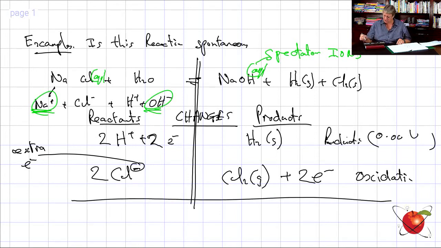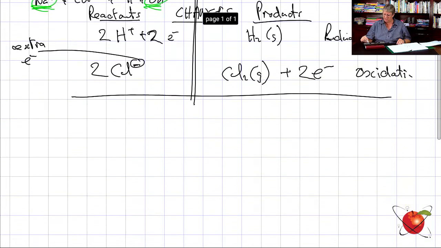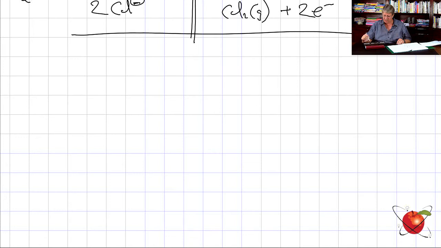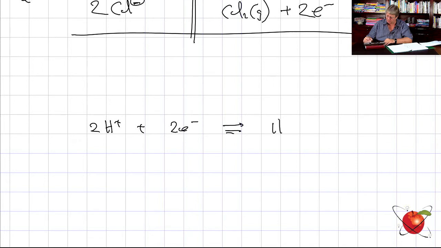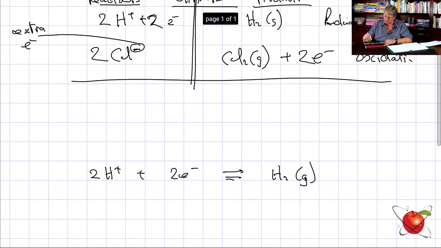Now they've said, is it spontaneous? What do we do next? We write down the reduction reaction. Let's write down the reduction reaction: 2H plus plus 2 electrons in equilibrium with H2 gas. That chlorine one, just so you know, I will put in the voltage there. If you're looking for it, you will find it at Cl, where are you? Come on, chlorine. You're quite low down. It is at 1.36 volts.